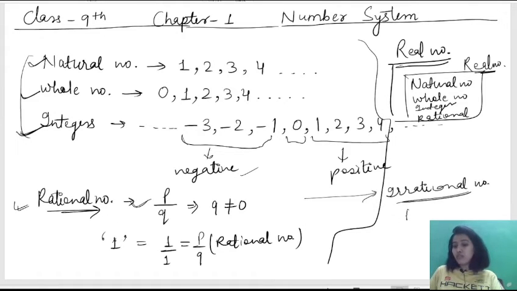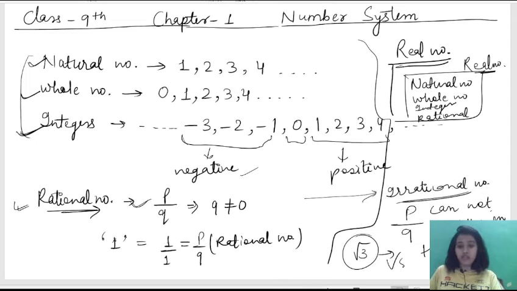Those numbers which we cannot write in the form of P upon Q, right? Cannot be written in the form of P upon Q, right? So those type of numbers we call irrational numbers. If I want to give you an example, you can say √3, right? √3 is an irrational number. √5, all the root numbers are irrational numbers, right?